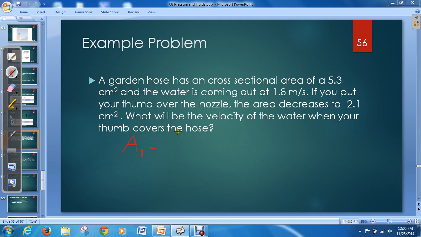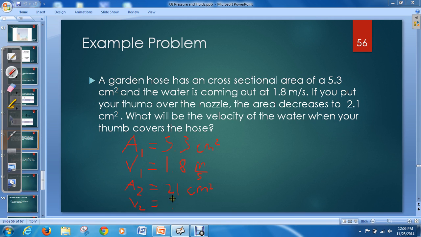Okay, so we know that before we put our thumb over the hose, the area of that hose, or the cross-sectional area, A1, is going to be 5.3 centimeters squared. Okay. And we know that when it's just flowing at its own speed, its velocity, V1, is 1.8 meters per second. Okay. And so then we put our thumb over the nozzle, and we know that the area decreases to about 2.1 centimeters squared. So A2 is going to be 2.1 centimeters squared. Okay. And that's the information we know. So we're looking for that new velocity. What's the velocity of that water as it comes out?